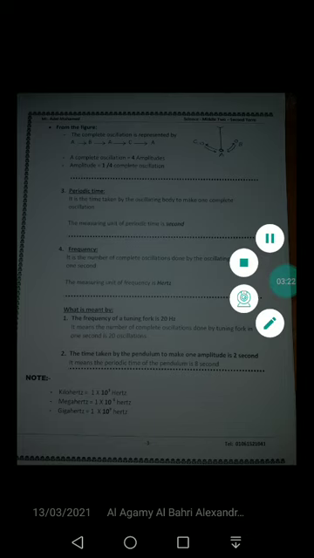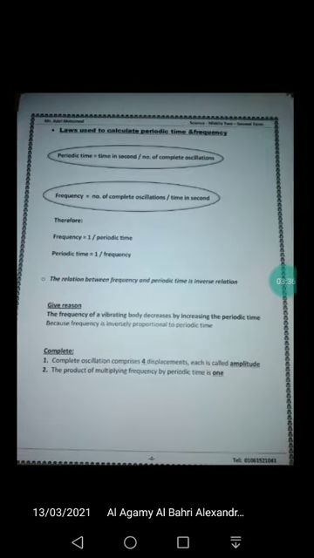So here the complete oscillation consists of what? Consists of 4 amplitudes, as you can see, 4 amplitudes. Or we can say that one amplitude is considered as a quarter of a complete oscillation. Okay, this is about the complete oscillation.